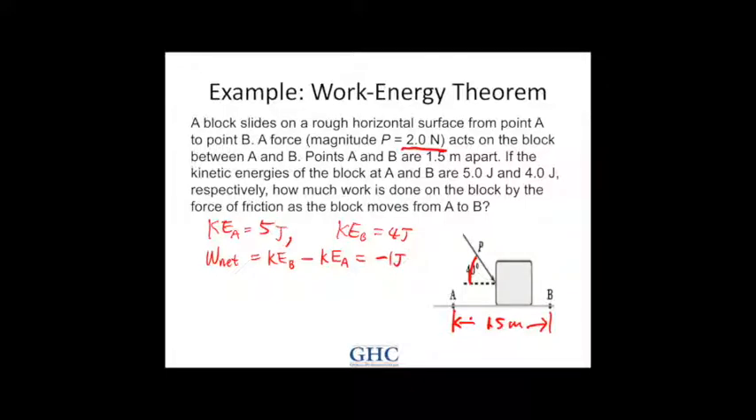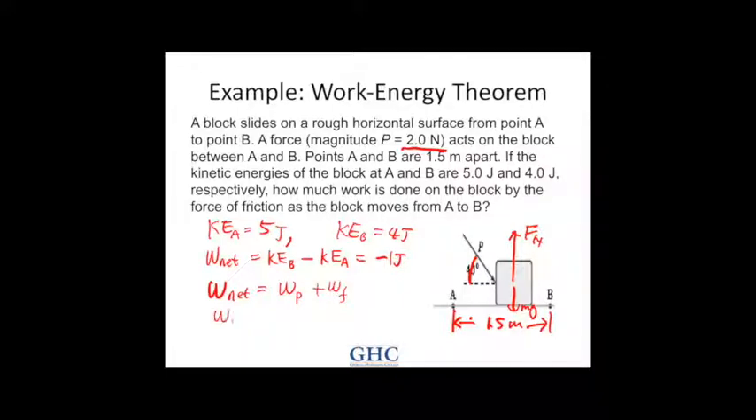Now, there are only two other forces besides P and friction: the normal force and gravity. You see the normal force and gravity are both perpendicular to the displacement, which means the angle between force and displacement for the normal force and gravity is 90 degrees, and cosine 90 degrees is 0. The normal force and mg don't do any work on the block. So the net work on the block should be only from the applied force P and friction.